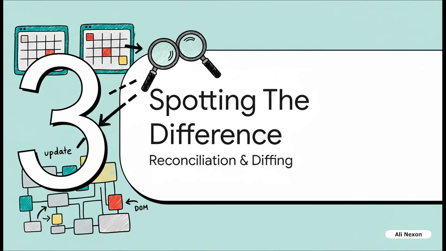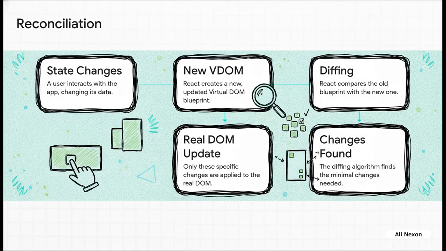The answer lies in this brilliant process that React uses called reconciliation, and it involves this clever spot the difference game that we call diffing. Let's walk through this. First, something happens. Let's say a user clicks a button. In response, React doesn't even touch the real screen. Instead, it builds a brand new virtual DOM that shows what the UI should look like now. Then, and this is the crucial part, it compares the new virtual DOM with the old one. It finds the absolute tiniest difference between them. Finally, it takes only that tiny specific change and applies it to the slow, real DOM.